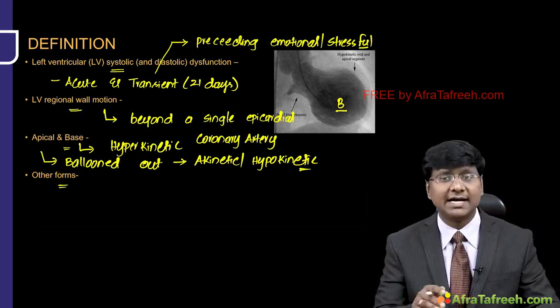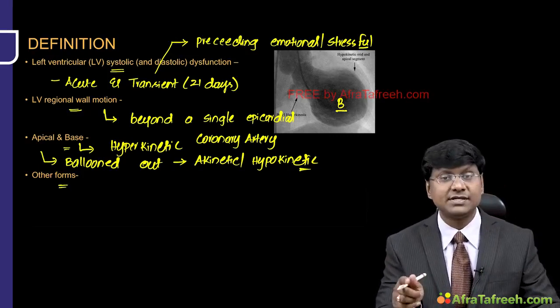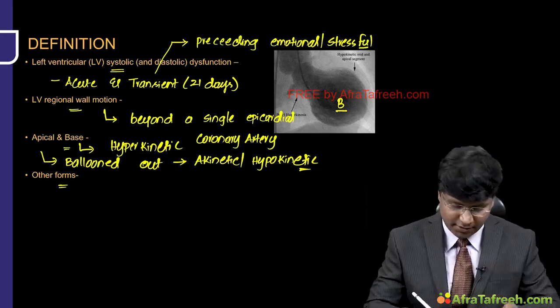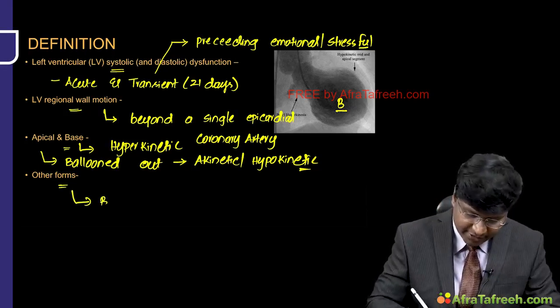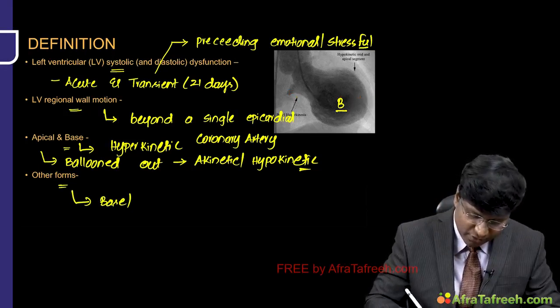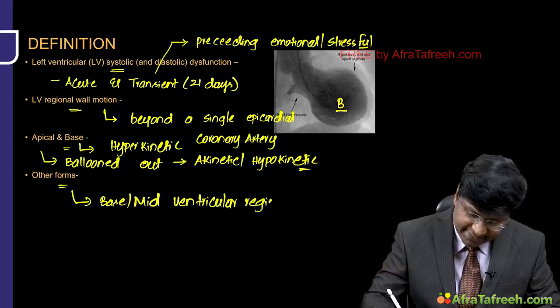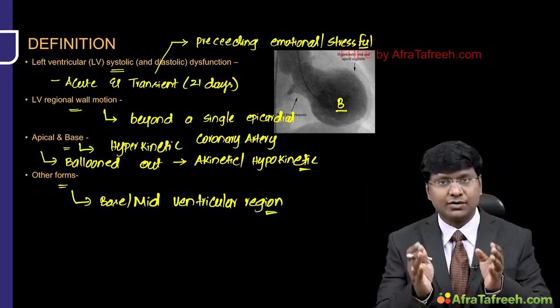Now, what are the other forms? Apart from the apex, the other forms are those which are localized to the base or the mid-ventricular region, right? So this is the basic definition of your Takotsubo cardiomyopathy.